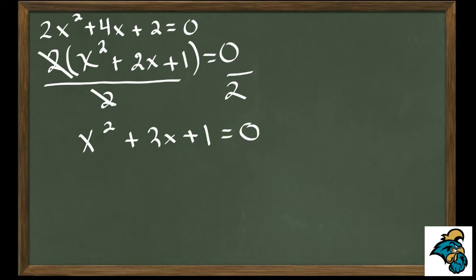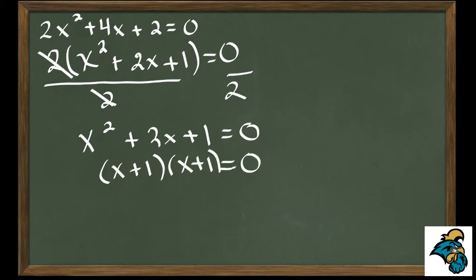Now I have a quadratic on the left-hand side. I've taken out the greatest common factor. Now I want to factor using the AC method that I taught you guys before. So take a minute. If you need to pause the video, please do, and find the factors of x squared plus 2x plus 1. The factors come out to x plus 1 and another x plus 1.